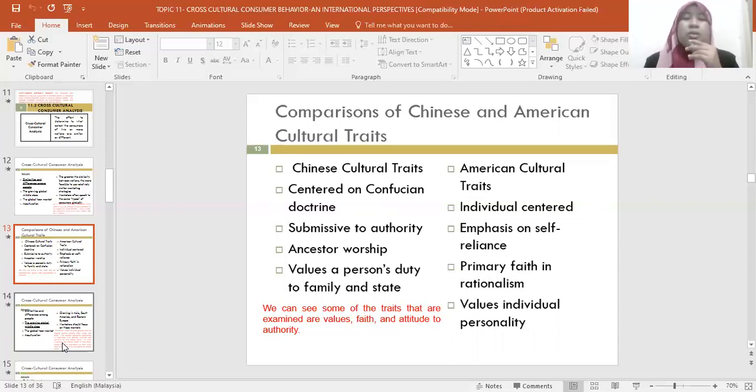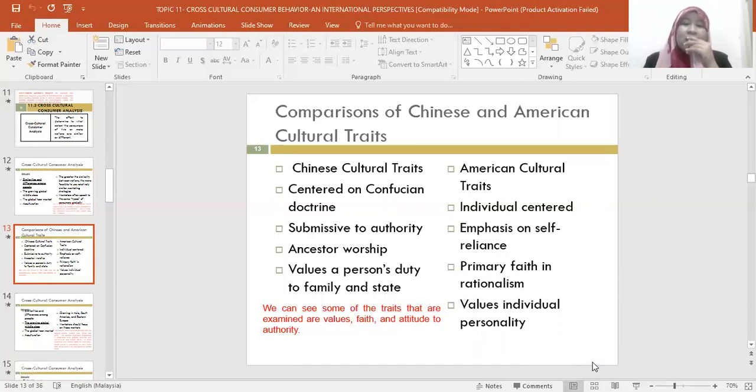Okay. So you see the second one, submissive to the authority. Meaning they obey the rules. Sami'na wa ata'na. So meaning to say they have to make sure that they are submissive. Submissive meaning to say you give everything all out to your authority. You believe in your authority.